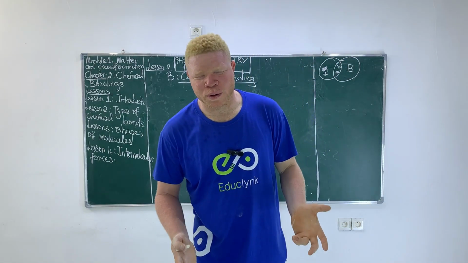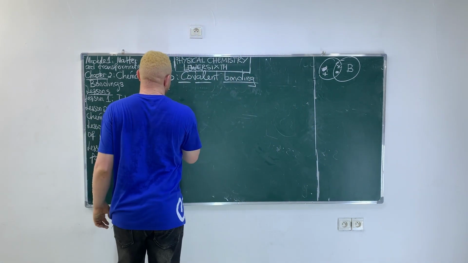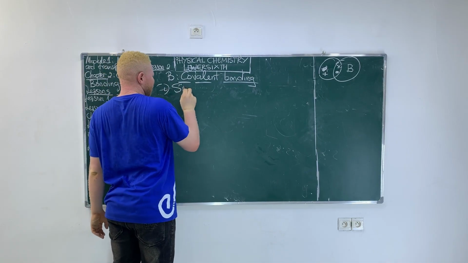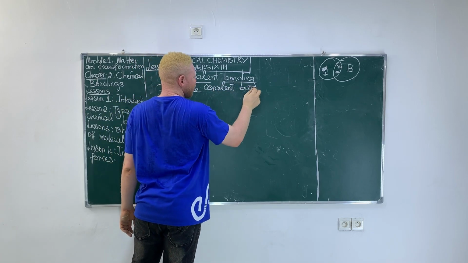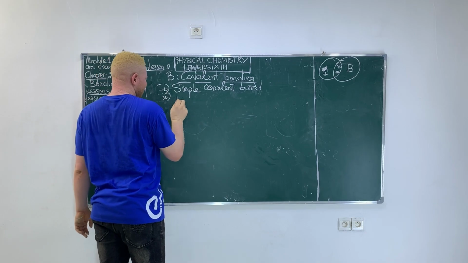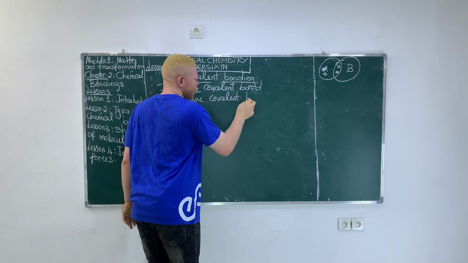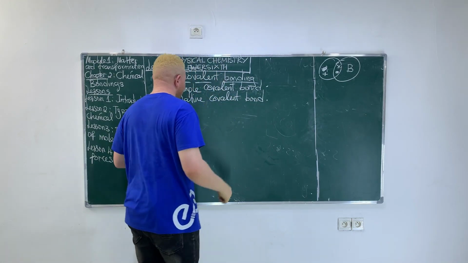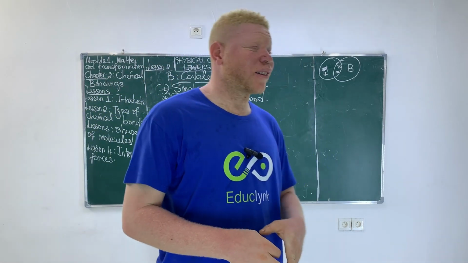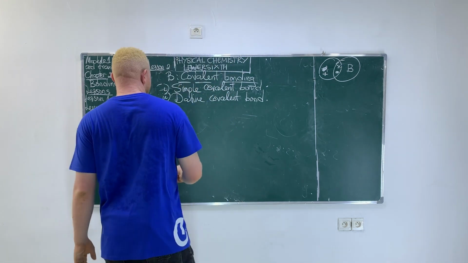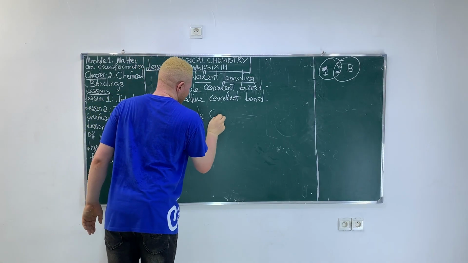Here we have two types of covalent bond: a simple covalent bond and a dative covalent bond. Actually, we are going to take Roman 1 first, which is the simple covalent bond.